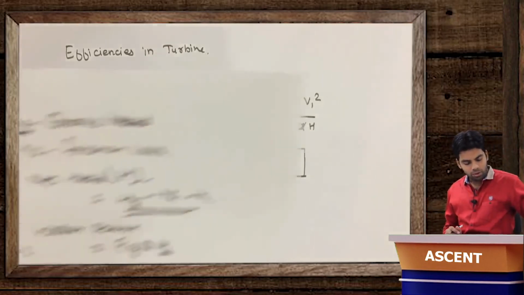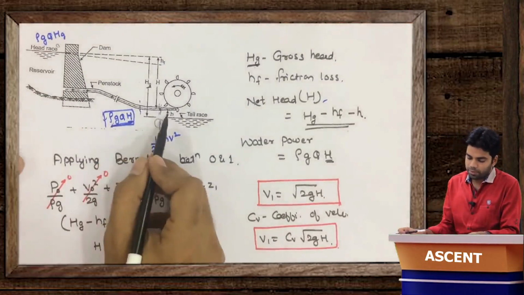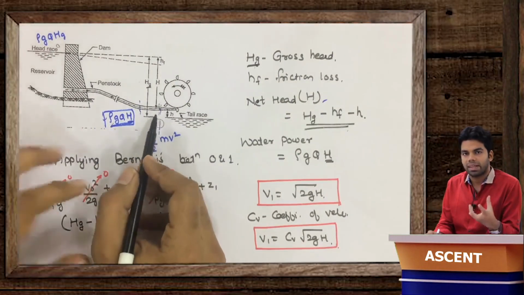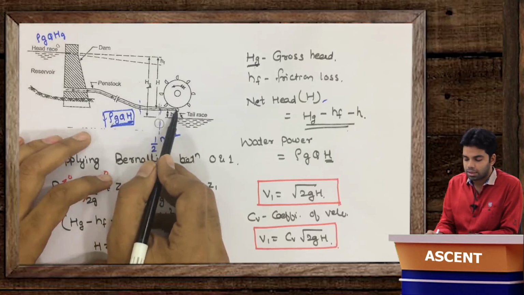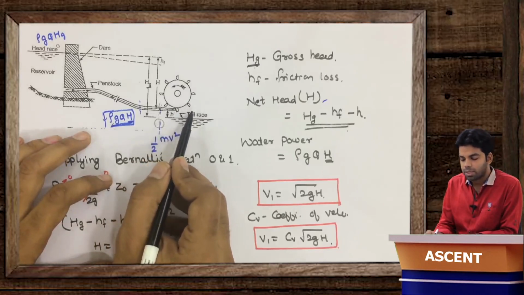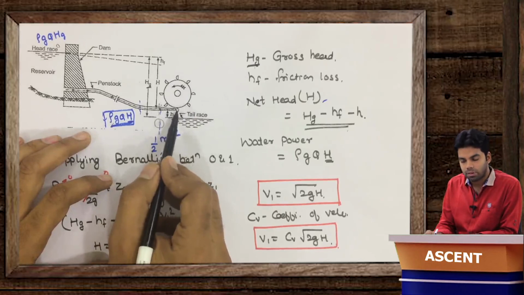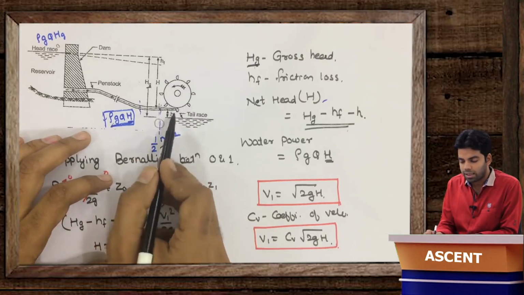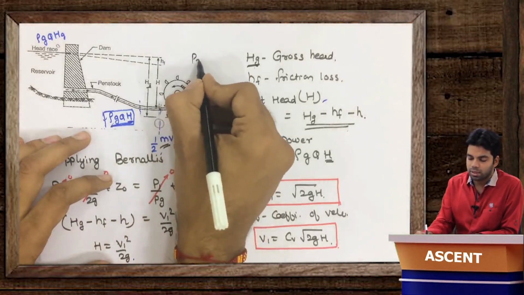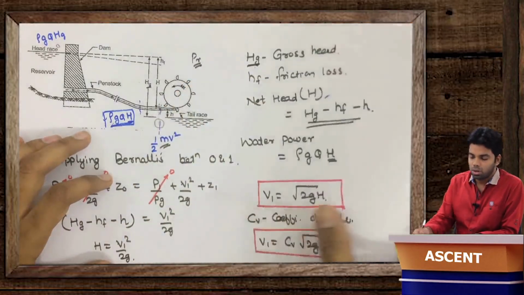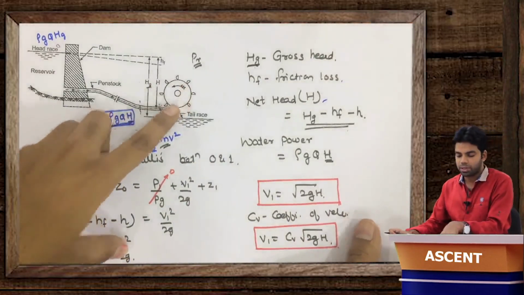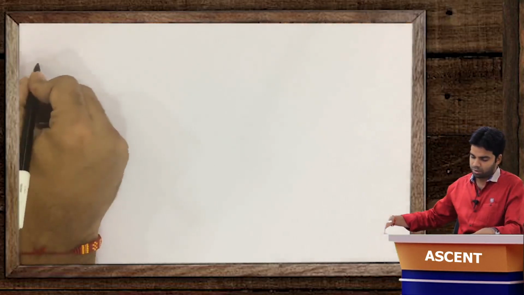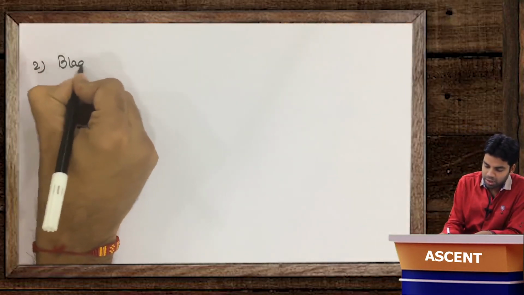Now after the nozzle, the water is getting into the runner. Once it crosses the nozzle, this jet of water having kinetic energy half m v square enters the runner, and from this runner, from these blades, we get some power. So the input to the runner is nothing but the kinetic energy, and the output of the runner is nothing but the runner power. If I want to determine the blade efficiency, what will be the blade efficiency now? The second type of efficiency is nothing but the blade efficiency.